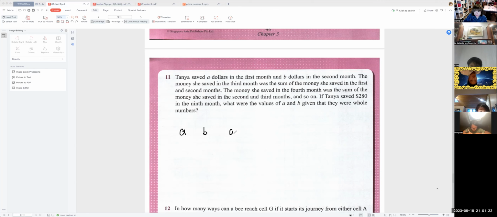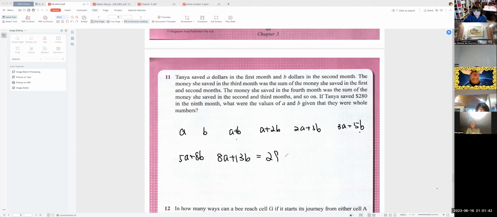the third. So A plus B. So you can just do this, okay? So A plus 2B and 2A plus 3B and 3A plus 5B. So basically that's the same, 5A plus 8B and 8A plus 13B. 1, 2, 3, 4, 5, 6, 7, 8 equals 280. Sorry, 9th month, what am I doing. So 13A plus 21B equals 280.